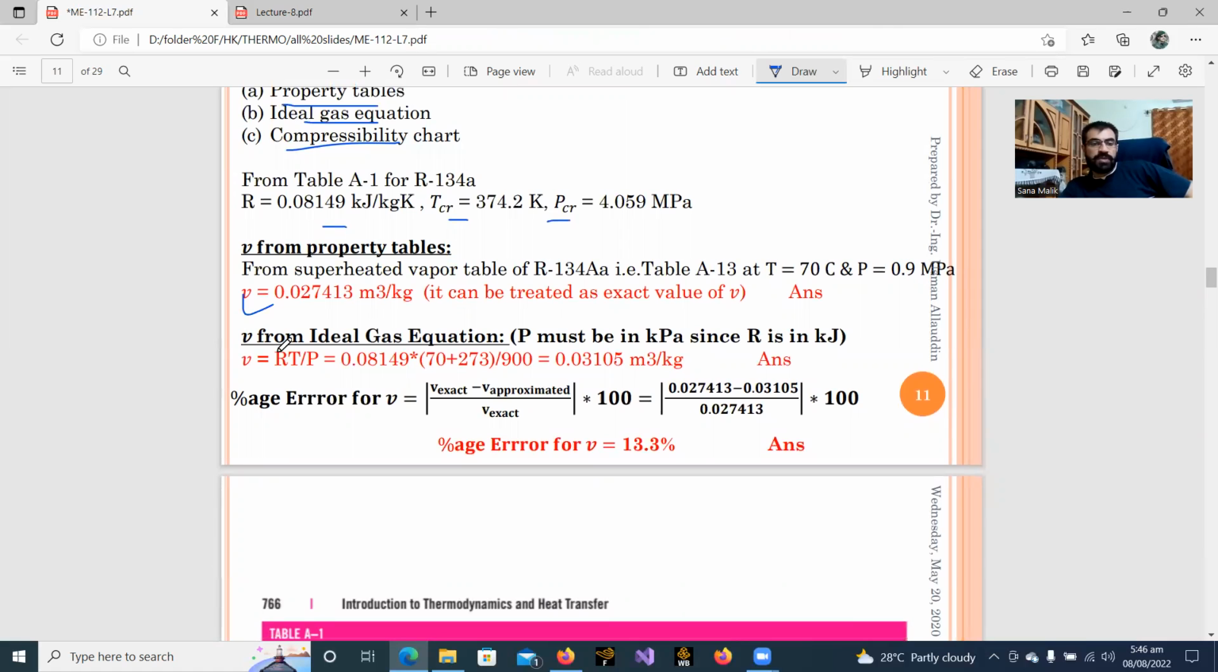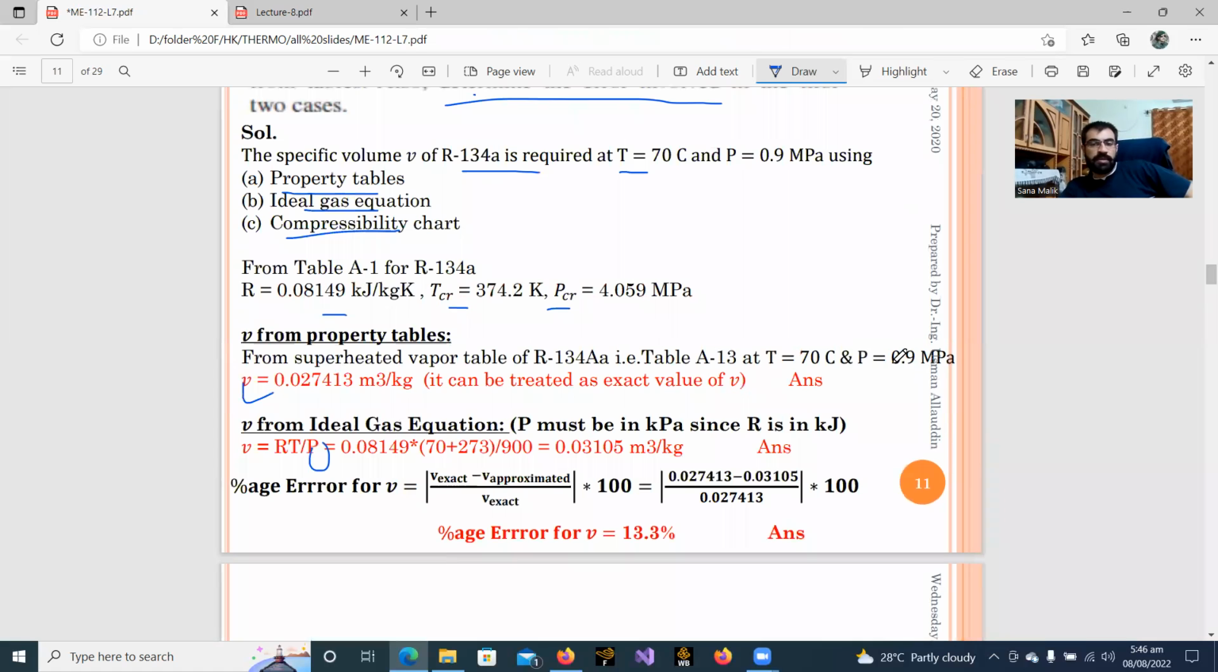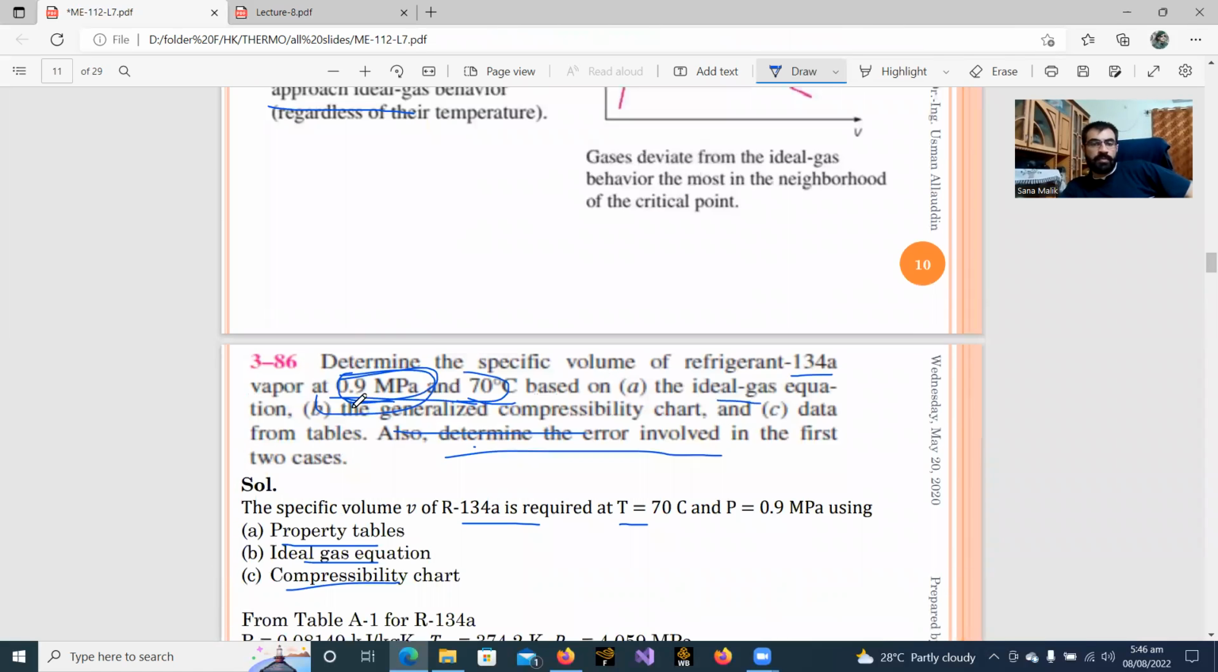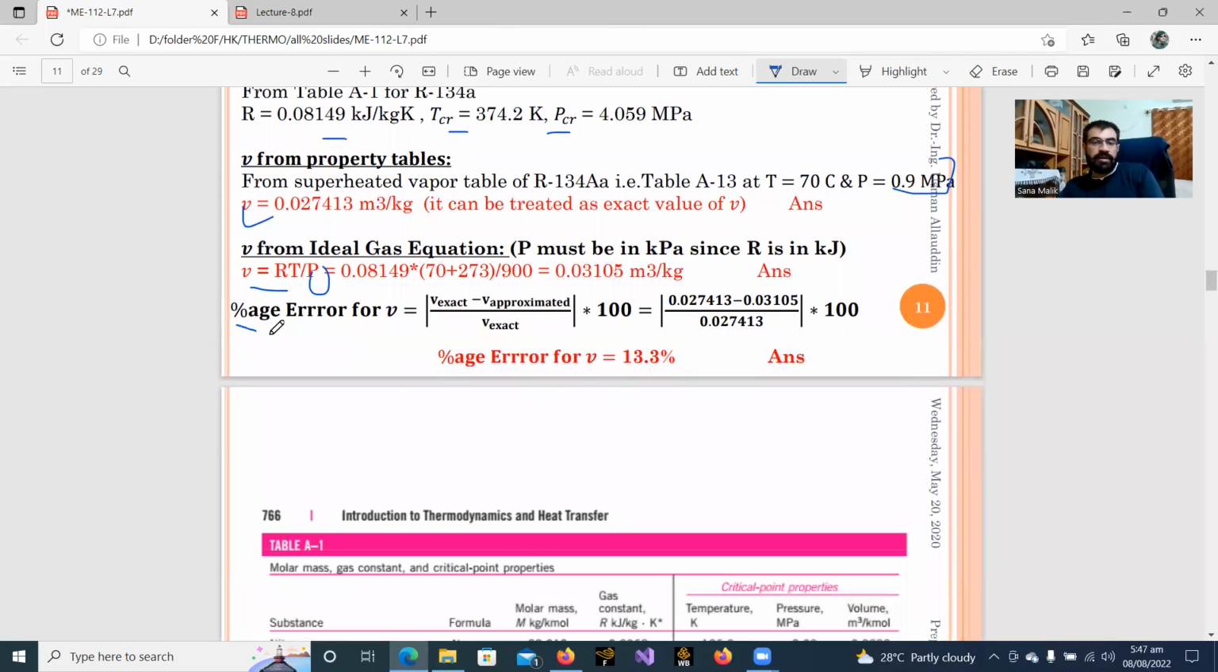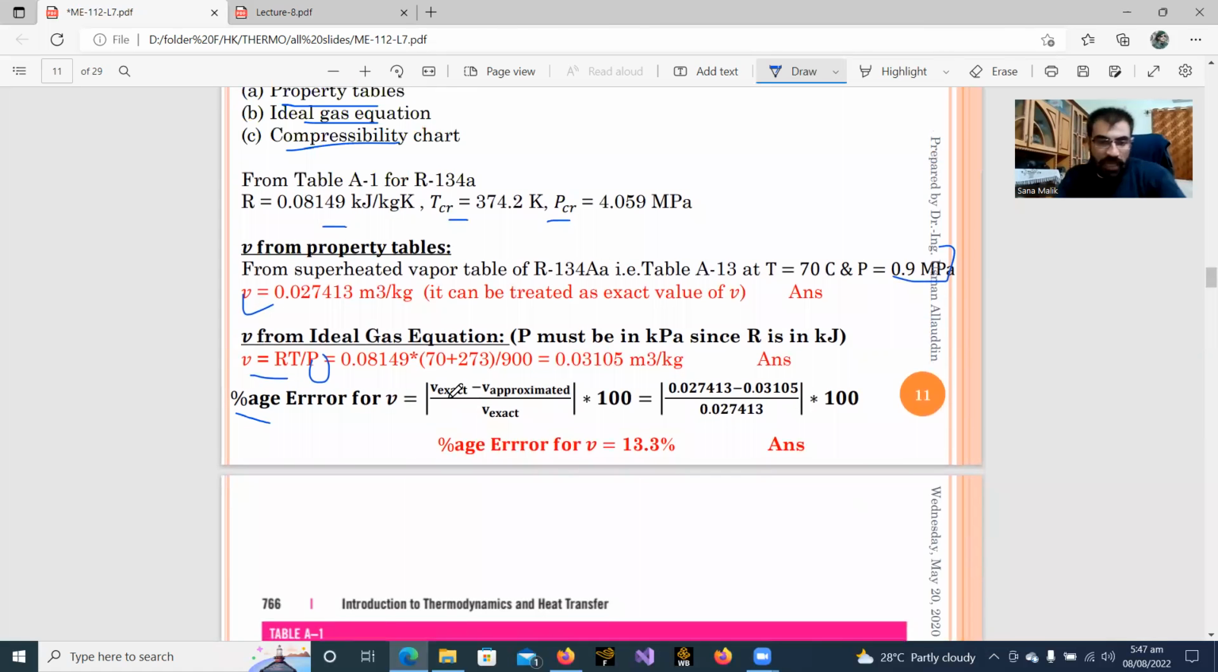And from the ideal gas equation, V is equal to RT over P. We know the P, which is 900 kilopascal. We know the R. We know the T. You can find V from the ideal gas equation. For the percentage error, it is exact minus approximated divided by exact. We can take the modulus, so the negative sign will go away. Multiply by 100, and you will get the percentage error.